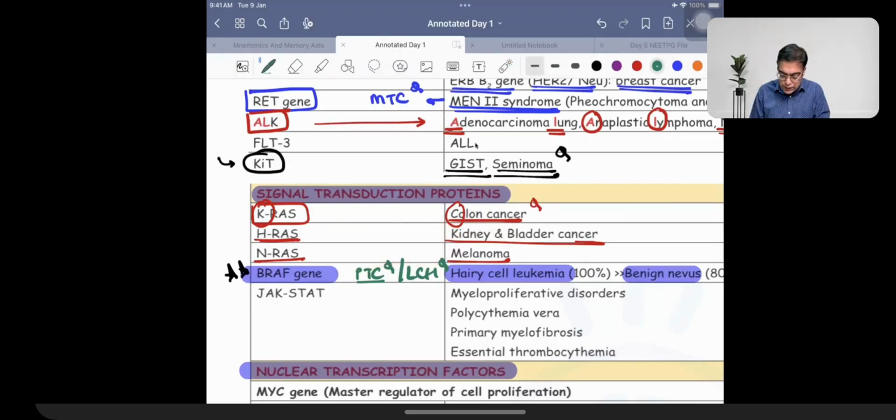JAK-STAT was asked as a question in the exam, almost 3 years back. It is seen in a patient who's going to be having polycythemia vera. That was a standard question, right? So everyone remembers this, and the drug too, which is very surprising.